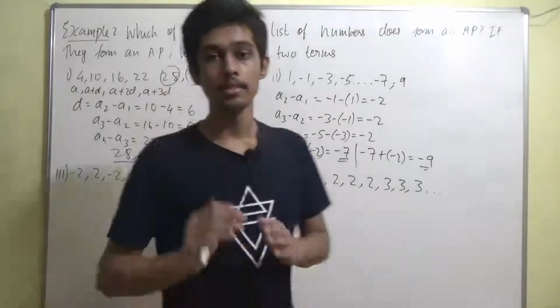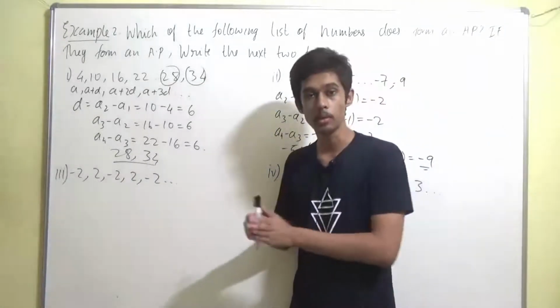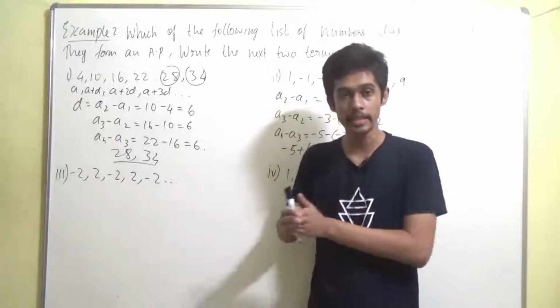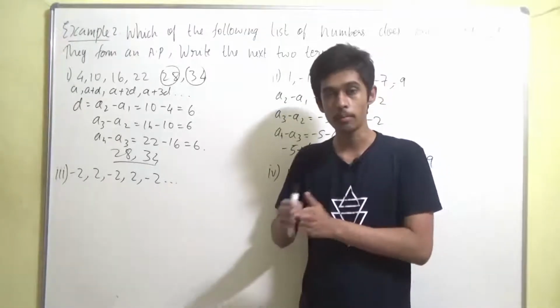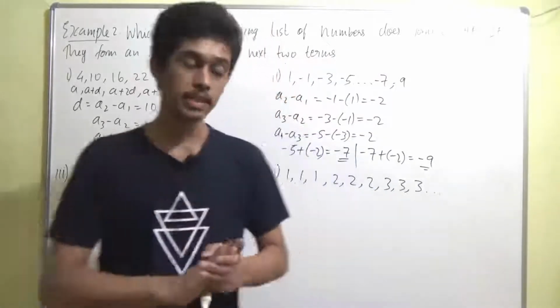AP means there should be a common difference between any two succeeding and preceding terms. The common difference between the two terms should be the same throughout the sequence. Only then will you call it an AP.